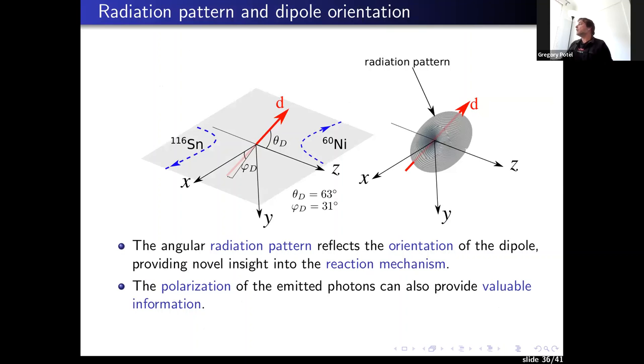We can also predict the angular distribution, or the radiation pattern, of the emitted gamma rays. This is depicted on the right-hand side of this figure. That sort of donut represents at what angles you are expected to receive those gamma rays. That radiation pattern, which is observable, is connected with the orientation of the oscillating dipole. So we can even predict the direction in which the dipole is oscillating. In principle, that could also provide some insight into the reaction mechanism, sort of following the trajectory of the neutrons as they go from the tin to the nickel. Next slide, and I'm almost done.